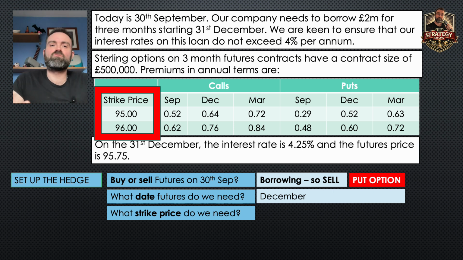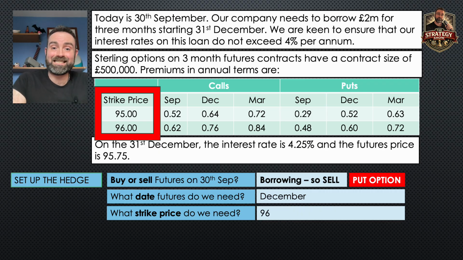So, if we had an interest rate of 3% per annum, the futures relating to that would be priced at 97. So a strike price of 95 or 96 would suggest that we're trying to cap our interest rates on our loan at either a maximum of 5% if we choose the 95 strike price, or a cap of 4% if we choose the 96 strike price. Now in the scenario, it tells us we don't want to exceed 4% payments, so we need to enter 96.